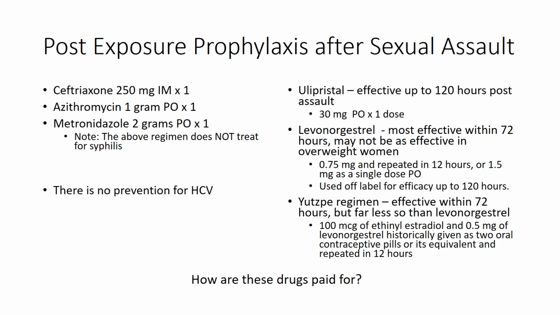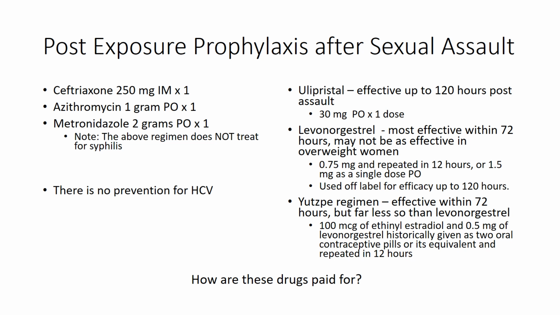And when it comes to preventing pregnancy, the 3 options that are available are ulipristal, levonorgestrel, and the Yuzpe regimen. We tend to recommend ulipristal as an option because it tends to be effective for up to 120 hours post-assault, and that's just a 30 milligram dose. Levonorgestrel, or Plan B, could potentially be an option, usually most effective within 72 hours, but it may be considered still efficacious for up to 120, and there is some concern that it might not be as effective in overweight women. And the last method is the use of your combination oral contraceptive at a regular scheduled time.